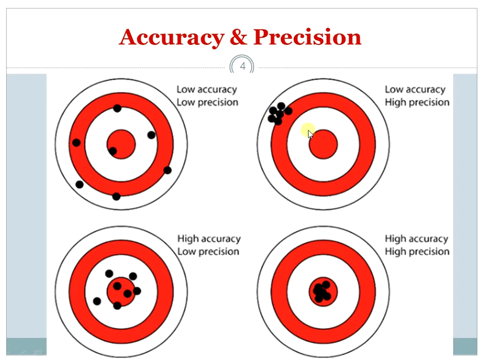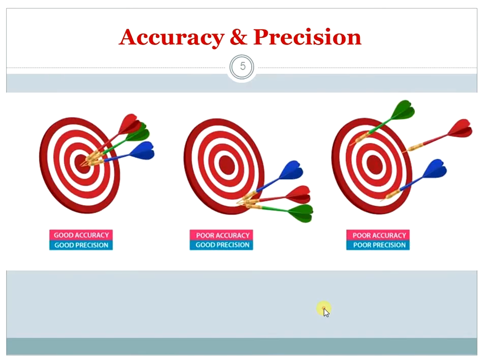In the second figure, we have low accuracy and high precision. Why? Because the shots are not close to the true value, but all the readings are within the same zone. In the third case, some of the values are scattered, but they are very close to the true value, so high accuracy and low precision. And the last case, very important: accurate and precise, meaning our target is hit close to the true value, so high accuracy and high precision.